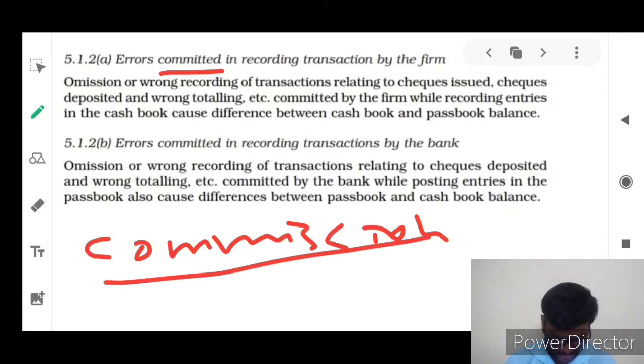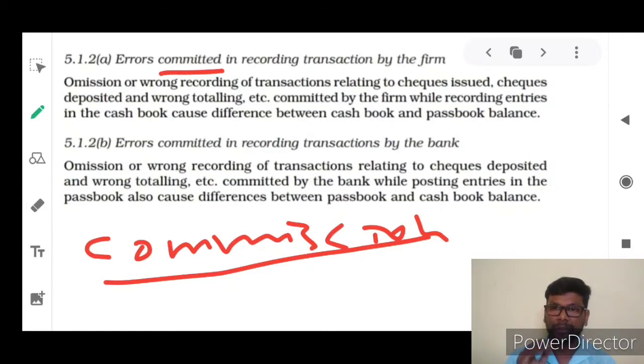For example, you are the cashier. You wrote a check to your friend who is a creditor to you. To that person, whose name is Raja, you wrote a check, amount rupees 2 lakh. But money goes out, isn't it? So where will it be entered? You should enter it on the cash book credit side.